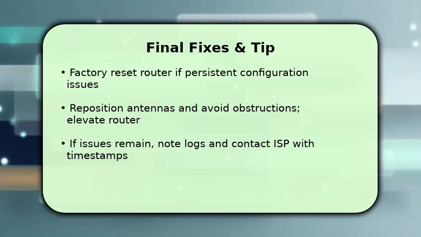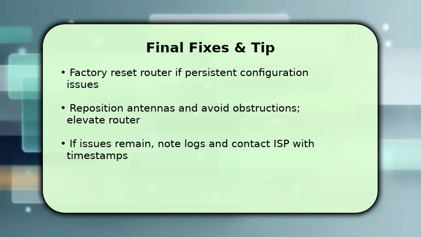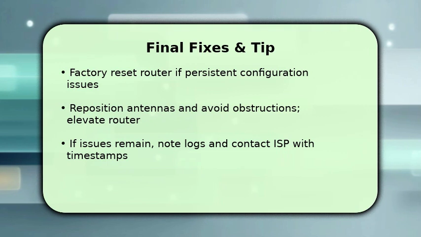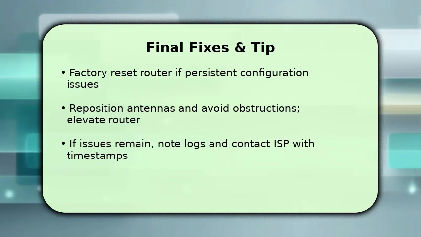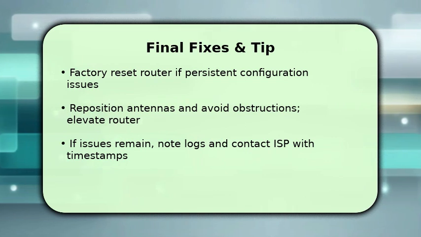Reposition the router, elevate it, angle antennas, and remove nearby metal or big electronics to improve signal propagation and reduce multipath interference. Once done, reconfigure SSID, security, and channel choices deliberately. If problems persist, collect logs, note exact times and test results, and contact your ISP. Providing timestamps and logs speeds diagnosis and avoids repeated basic troubleshooting steps.